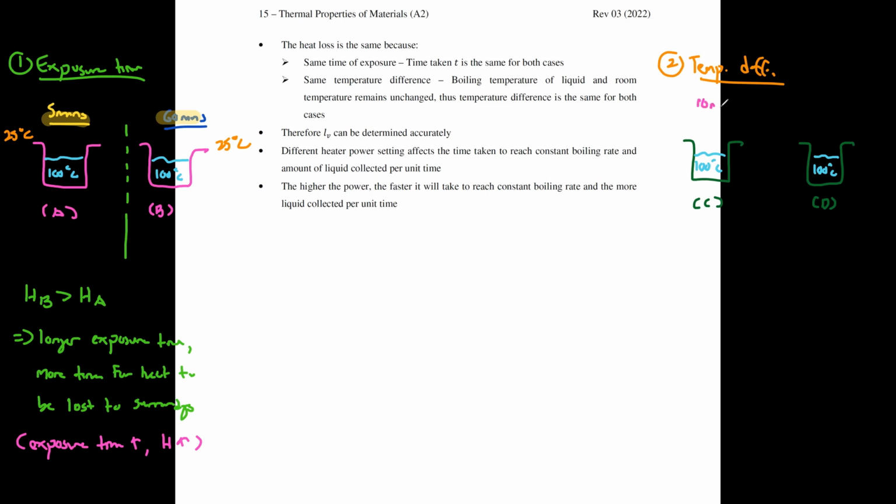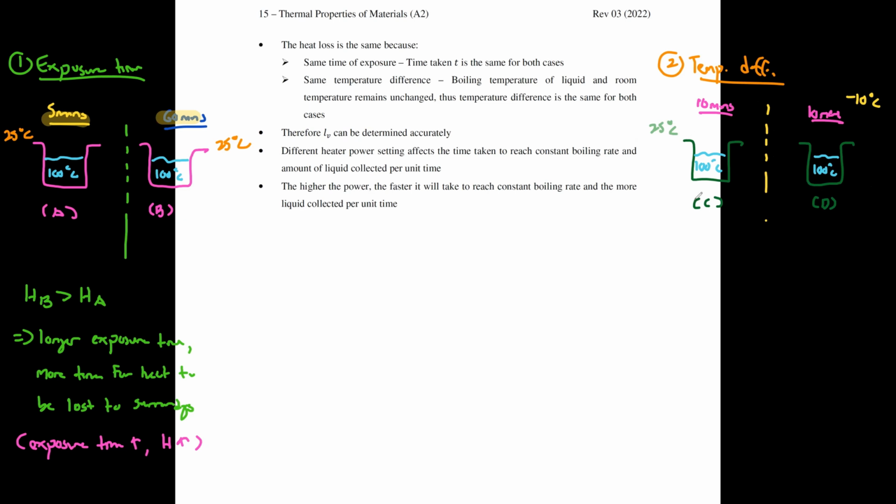And these two, I leave outside for the same time. Maybe this one is for 10 minutes, and then this one is for 10 minutes also. But I leave them in two different rooms. Maybe this one, beaker C, I leave at room temperature, where it is at 25 degrees Celsius, whereas for beaker D, I leave it in the freezer. I purposely put it inside the freezer where the temperature is negative 10 degrees Celsius.